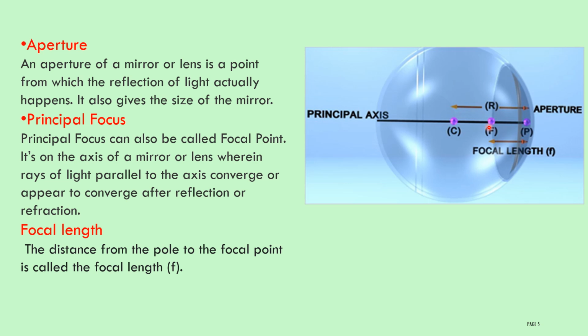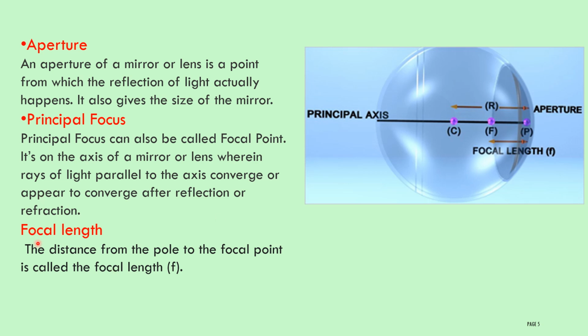In some lenses it will converge. In some lenses the rays will diverge. After diverging, if you extend the lines, then they will meet at a single point. Again it will converge. At that point we will call it the principal focus. In the principal focus, the parallel beam of rays falling on the curvature will meet at a single point. That point we will call the principal focus.